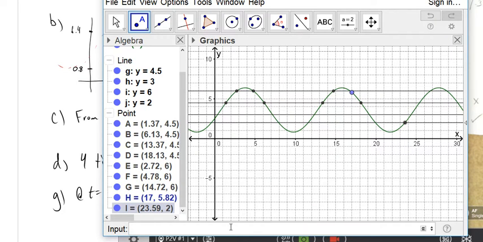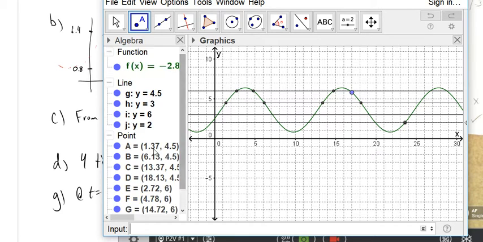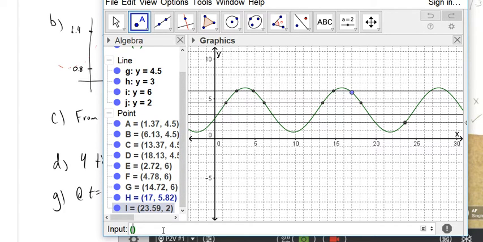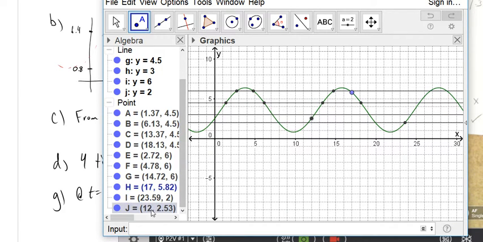So I'm going to do it by doing this. So 12 and f at 12 is my point. So there's my point at where is it? 12. There it is. 12 hours. What's the depth? And so I can see that it's about 2.53.